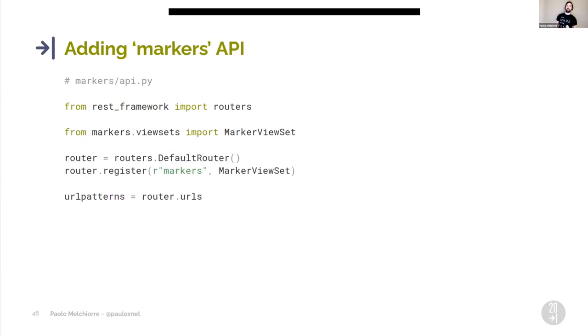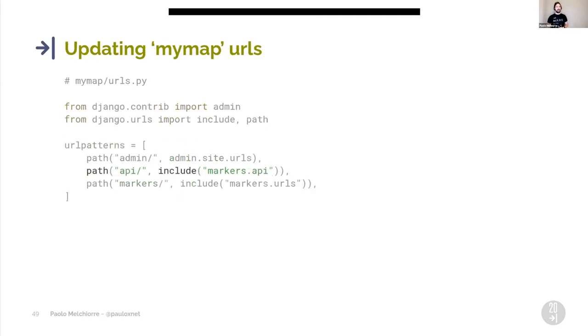In the marker application, we define the API URL of our new endpoint using the Django REST framework default router to create our path. Finally, we add to the URL definition of our project a new path for the API that includes the path just specified for our marker app.